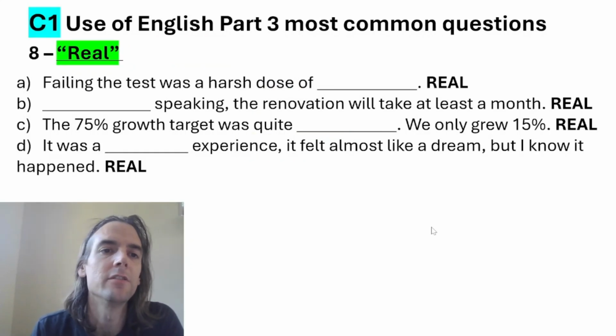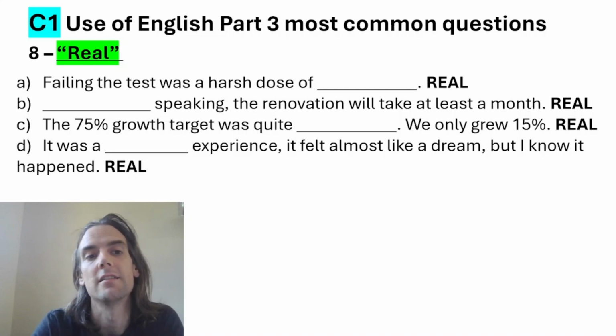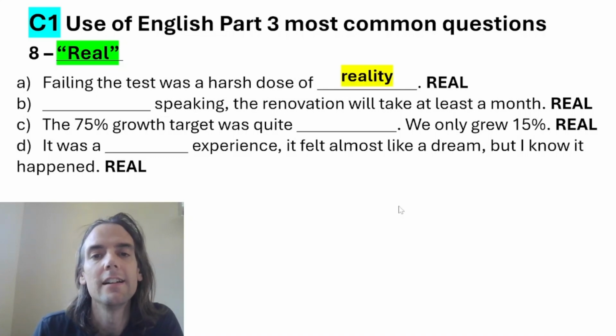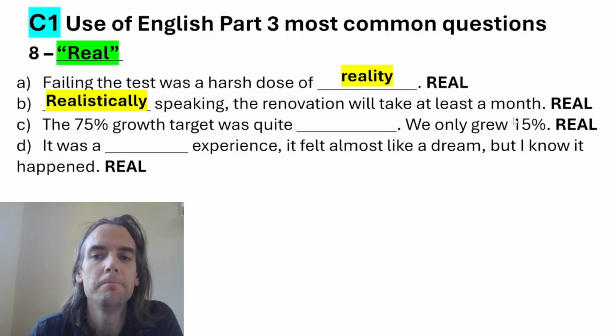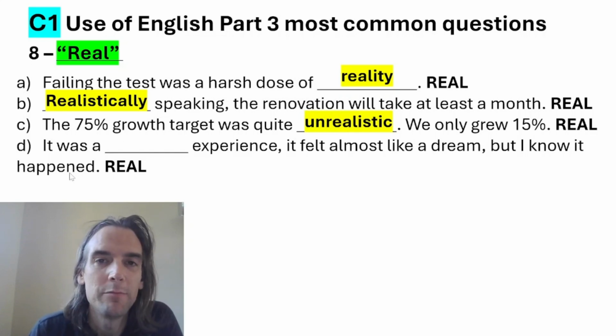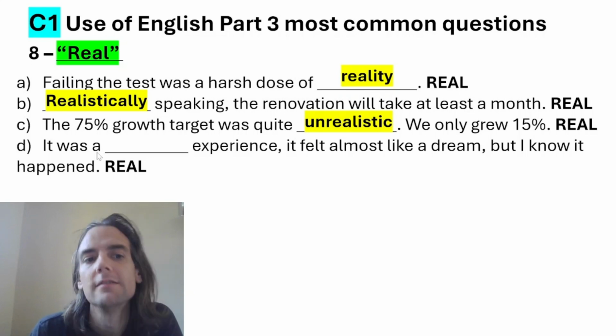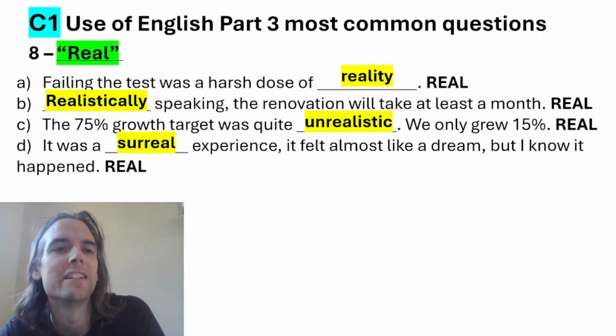And the last one for C1, the word is real. Pause the video, answer these questions. Here come the answers. A is reality. A dose of reality is an expression. B, we're going to need an adverb. Realistically speaking, this target was unrealistic because we only grew 15%. And C, like a dream, but it did happen, with a, so it must start with a consonant. It is surreal. That one's a tough one, but it could be on a C1 exam.